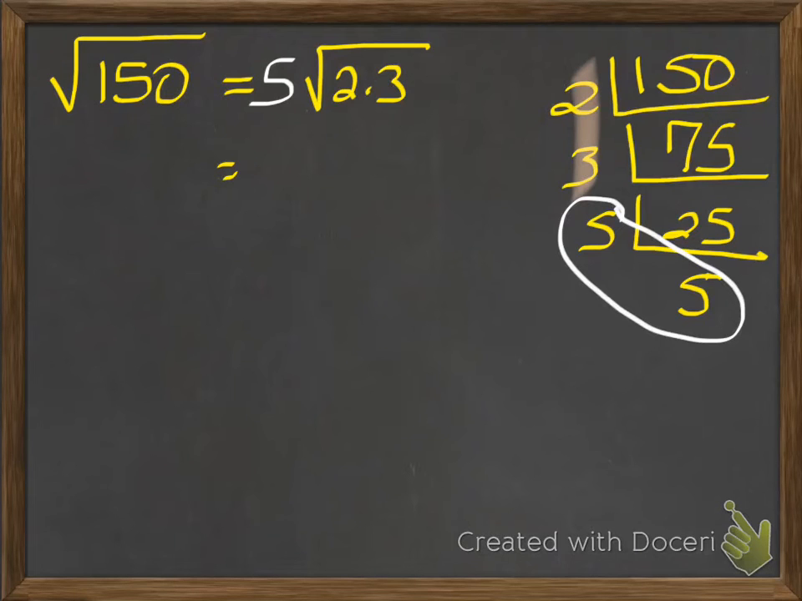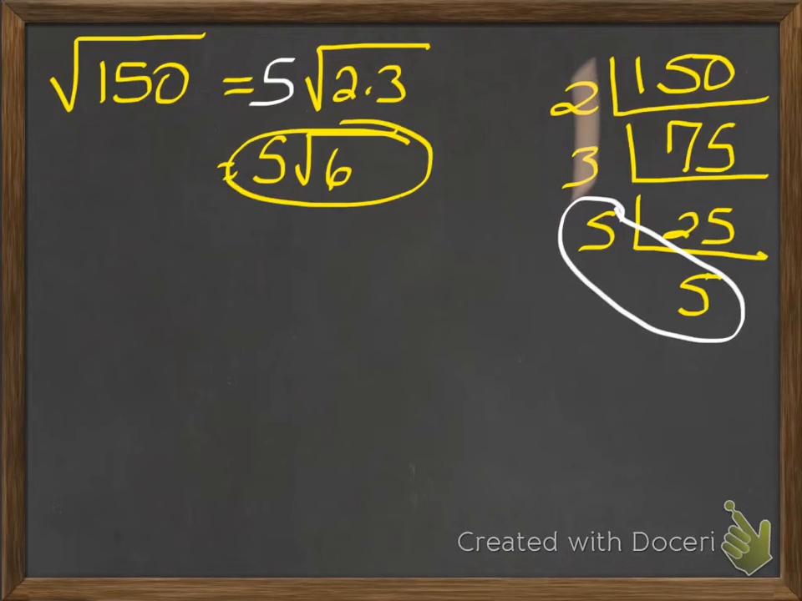Okay, and so we have 5 on the outside, and under the radical we end up with 2 times 3, which is 6. This is our final answer. Because there's nothing in 6 that can be brought out of the square root. There's no sets of numbers that are exactly the same. So that's our answer.